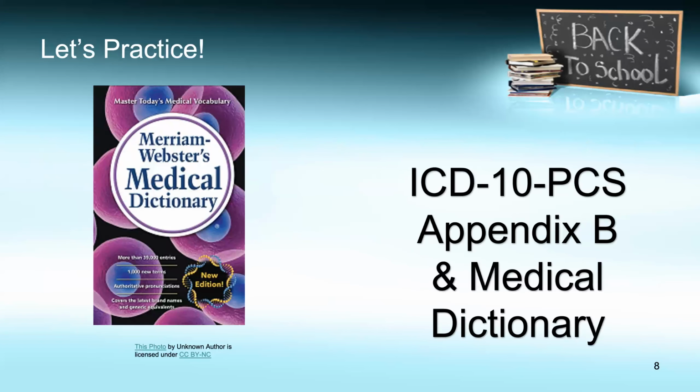All right, so now we're going to get into a little bit of practice. And what I'm going to do is just kind of walk you through some terminology. And when you're faced with the terminology in the health record, how do you actually translate that terminology into root operations? So that's really what this presentation is all about. How do I know what I'm reading? How do I take what I'm reading and translate that into PCS terminology?